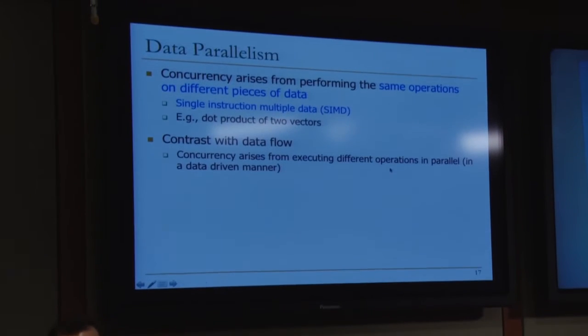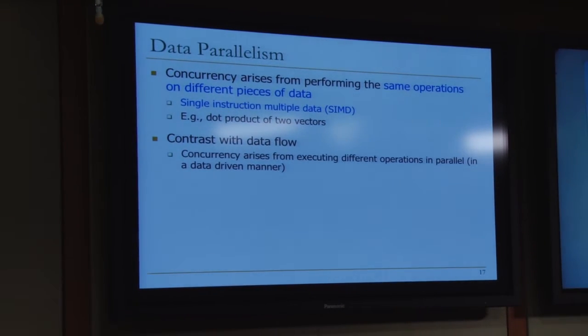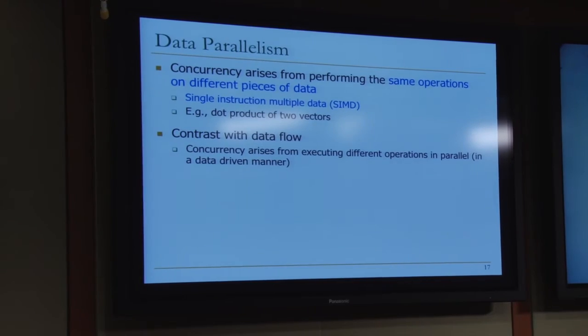Contrast this with data flow. In data flow, concurrency really arises from executing different operations in parallel in a data-driven manner. Single operations, nodes. Remember, nodes can specify anything, but at the basic level, nodes are a single instruction, single data element. And you're really exploiting concurrency based on the independence of these different nodes. But you're not really exploiting concurrency, at least not explicitly, from doing the same operations on different pieces of data.